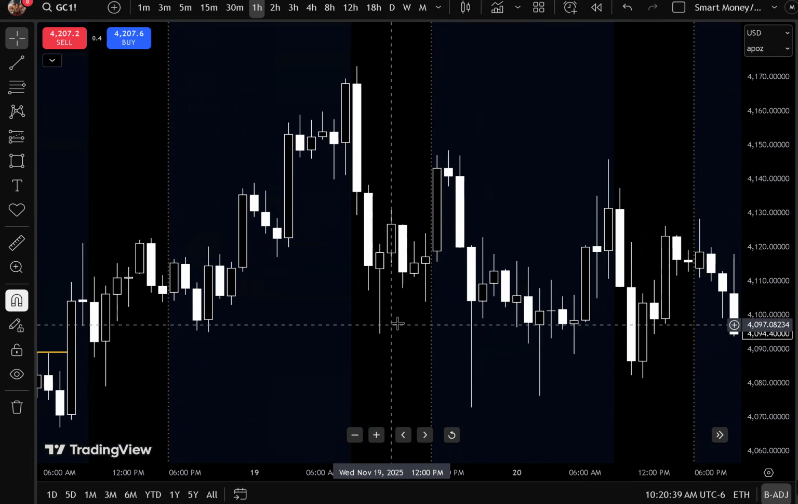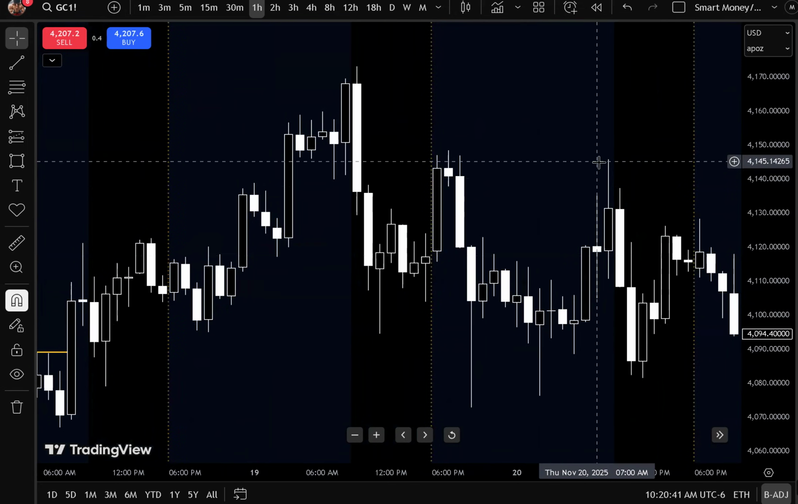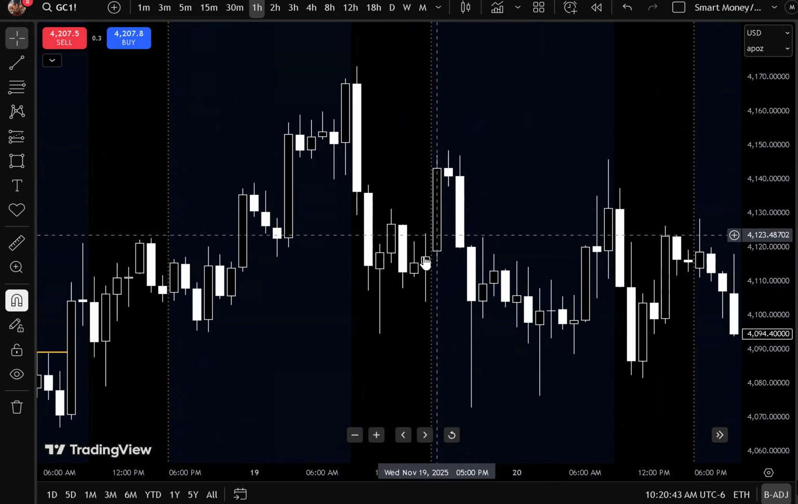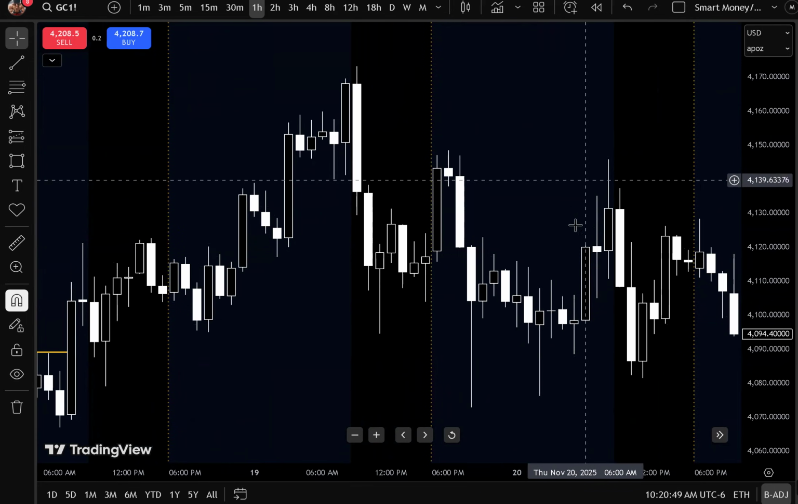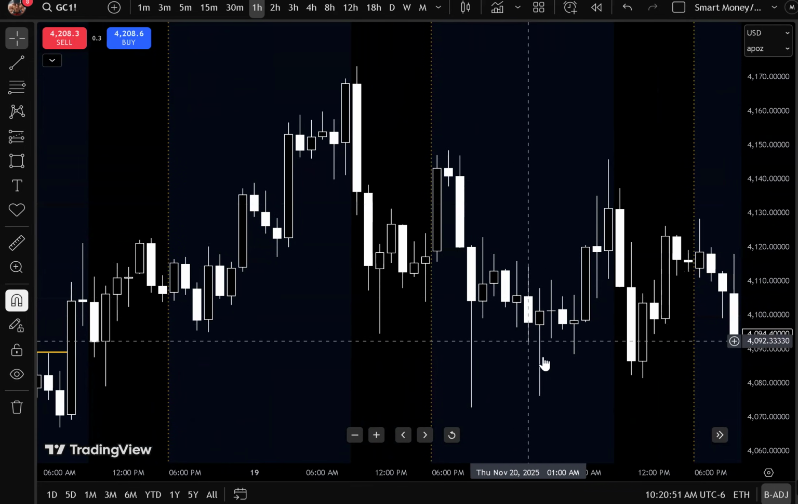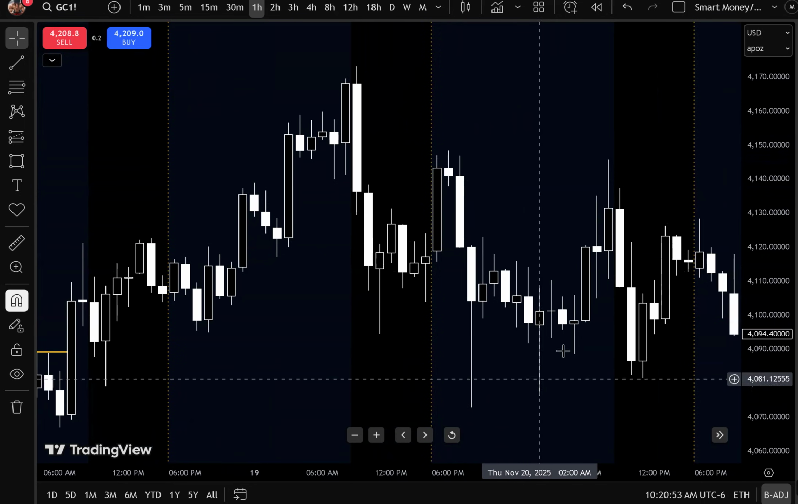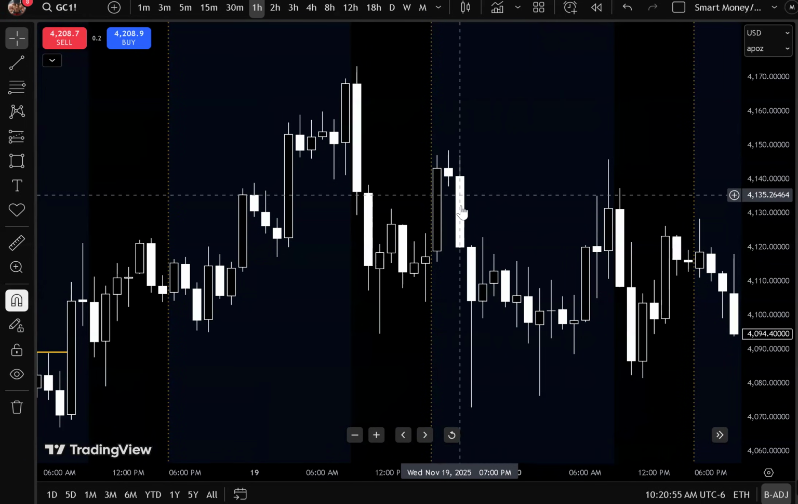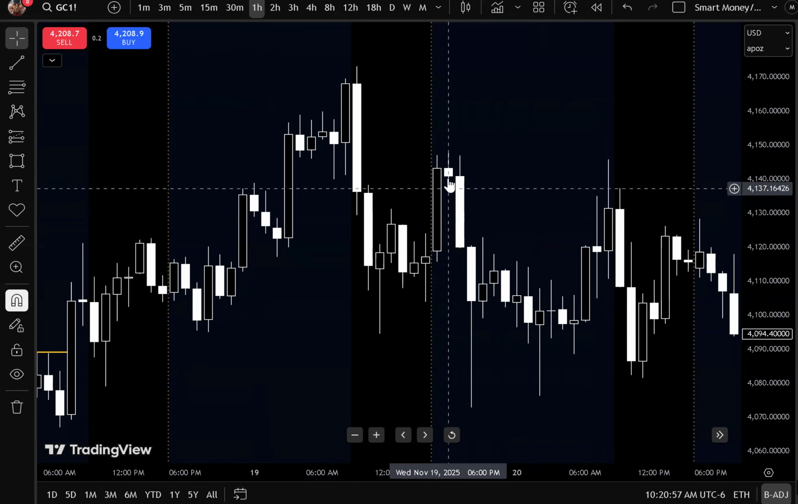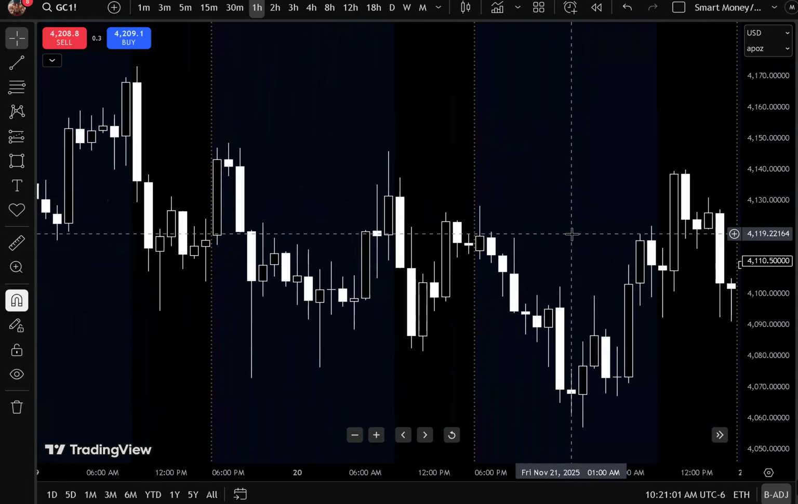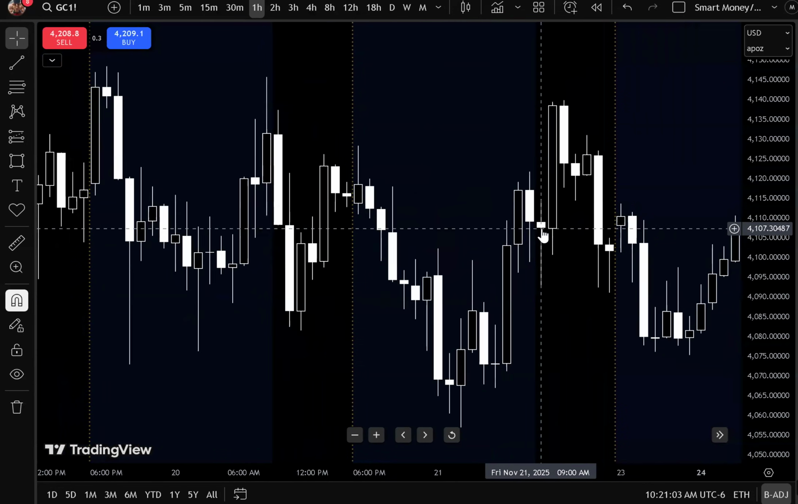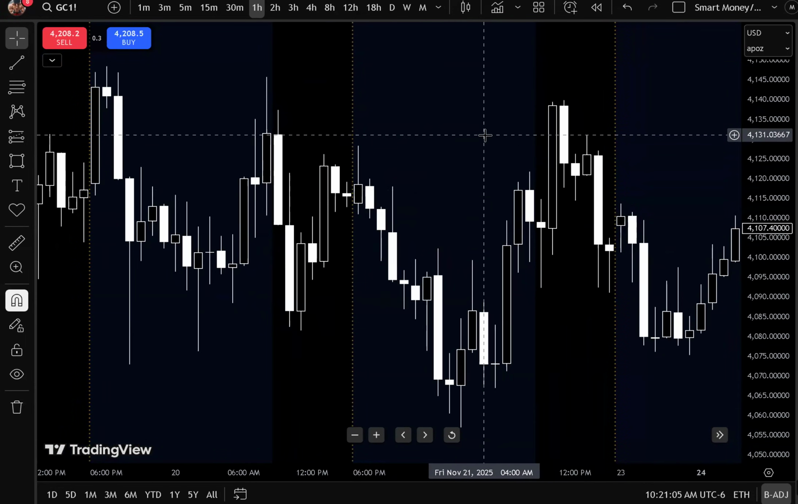Indication here. We get correction because this is the pullback, right? Price is going to pull back into that range, from the high to the low. Look what happened. Boom. Fair value gap, order block. Y'all see that? It happens time and time again until the market reverses.